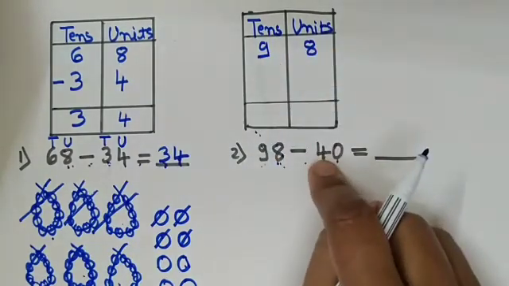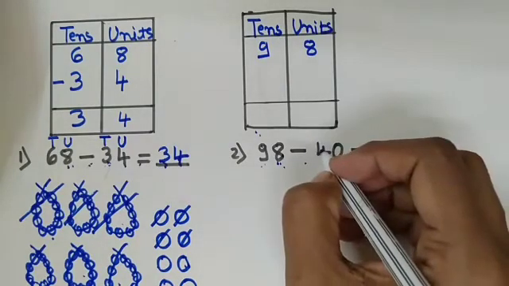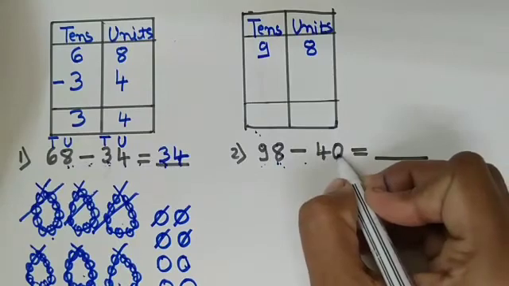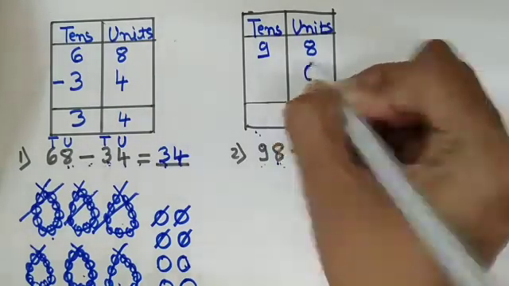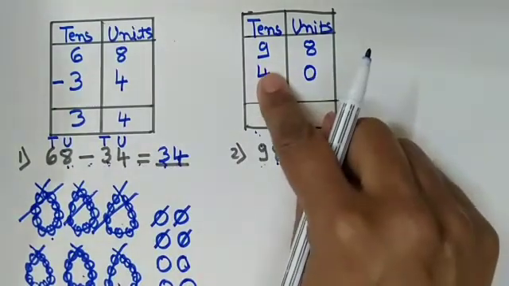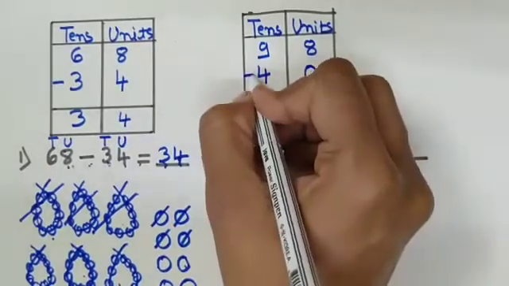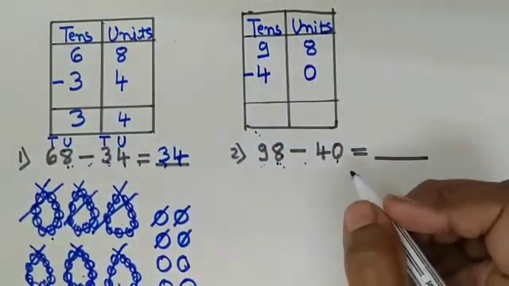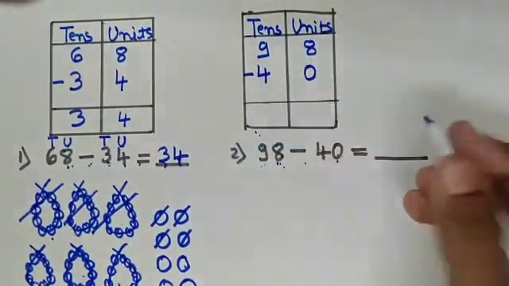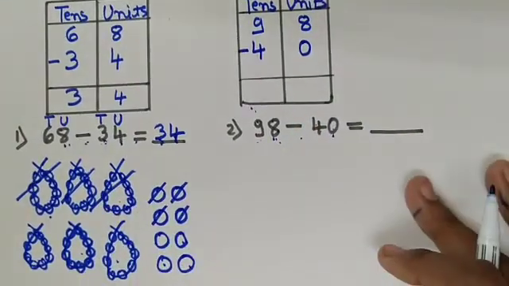Here the number is 40. In 40 we have 4 at the tens place and 0 at the unit place. So we will write 0 at the unit place and 4 at the tens place. Now what do we have to do? Subtraction. So put the minus sign here. For subtraction, what will we do? We will use the tens and units method.